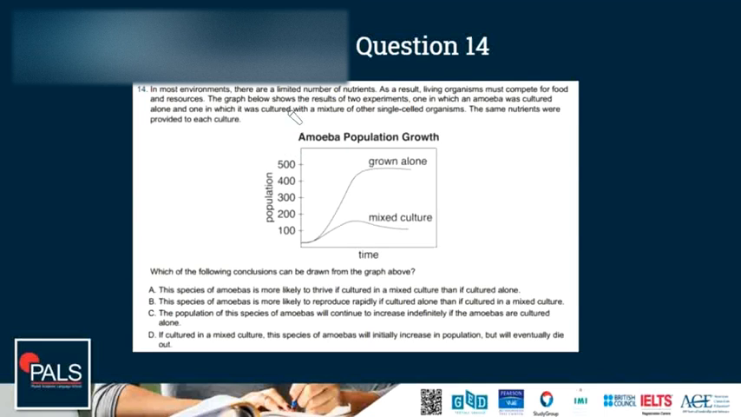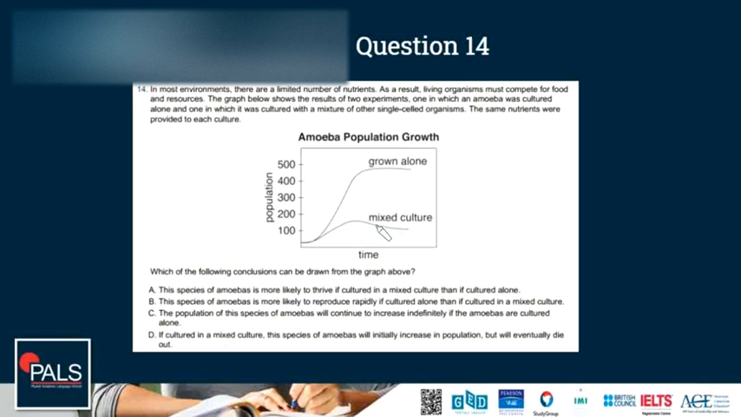What do we see in the graph? We can see the amoeba population. So with the y-axis going up, the population of amoebas goes up as well, and on the x-axis we have time. So with increasing time, we can see on both graphs that the amoeba population is increasing.